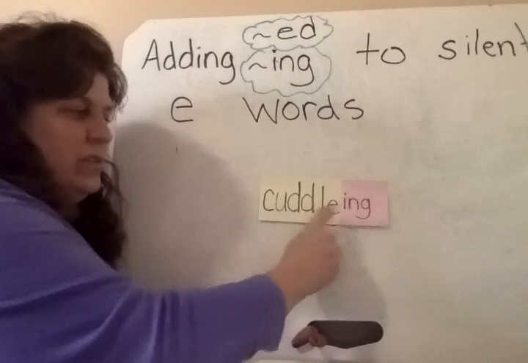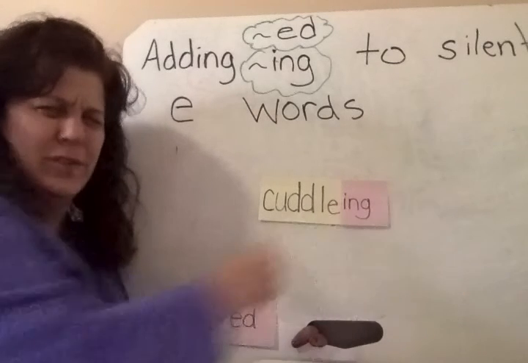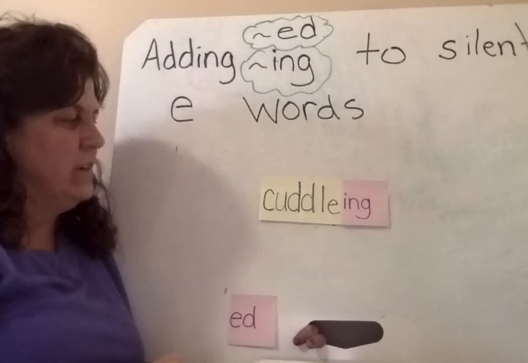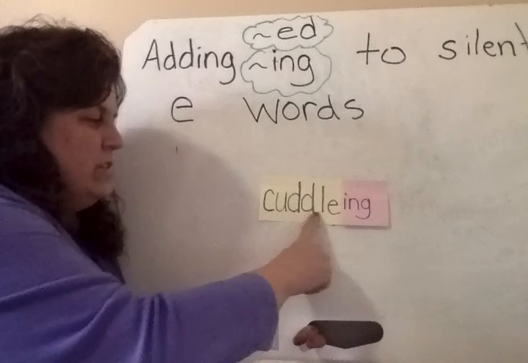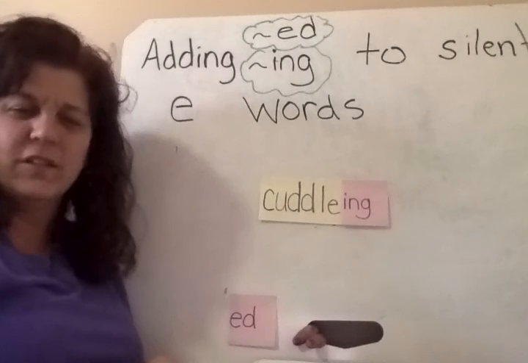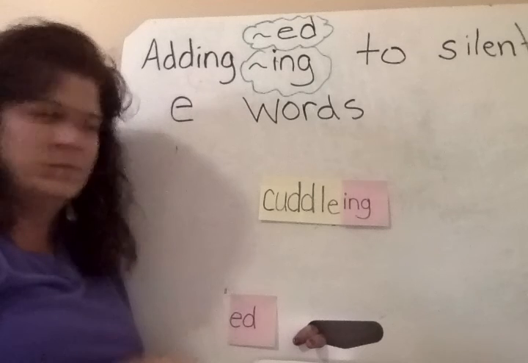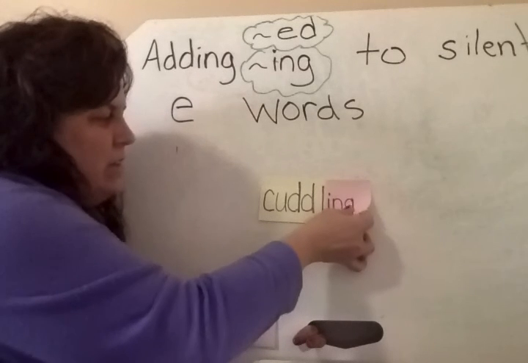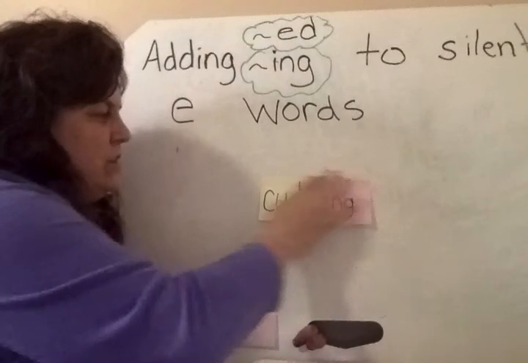cuddle-ing. Now it makes this E-I, which is going to be a little weird to try and say. Definitely doesn't look right. Sounds like cuddle-ing. Let's try the trick. I hear somebody's already saying, Mrs. Stroud, stop trying to fool us.